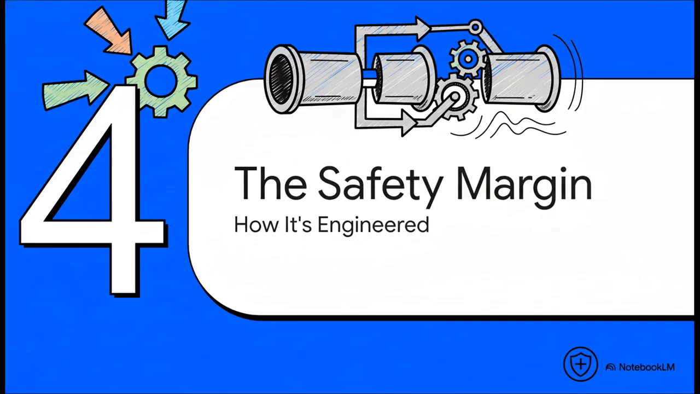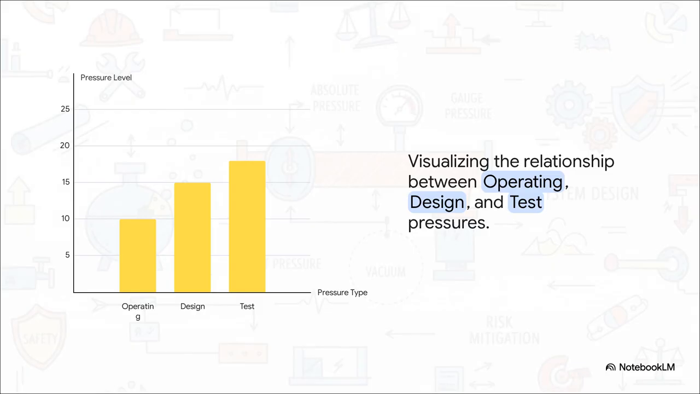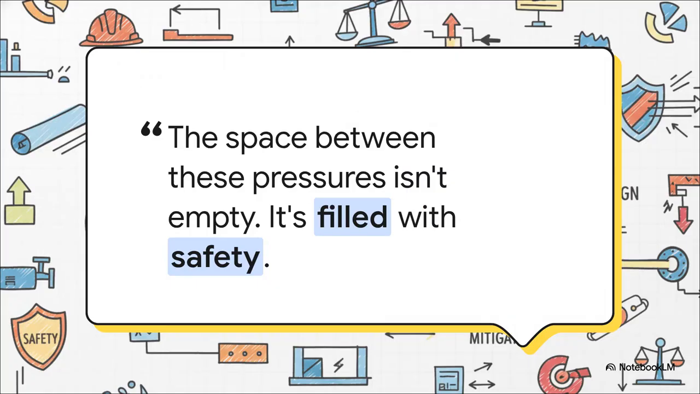How do they actually work together? This is where we get to the absolute core concept of the engineering safety margin. This chart lays it all out perfectly. As you can see, the operating pressure is the lowest. Then there's a pretty big gap up to the design pressure, and the test pressure is even higher still. Now those gaps, they are not just empty space. That space is the safety margin.